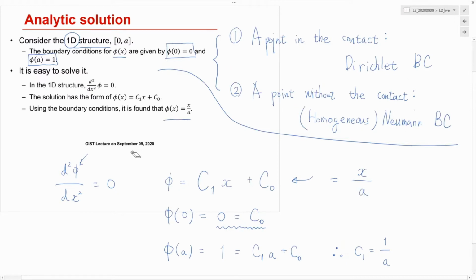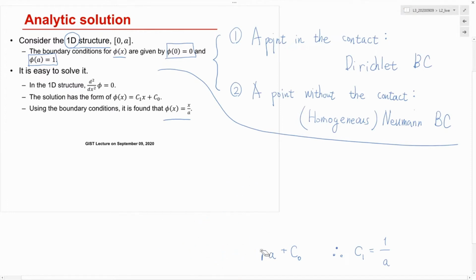Why don't you just draw it? If we draw this one, then here x, 0 and A, and now we have 0 and 1, 0, 1, and in between this is just a straight line. So this solution itself is quite simple.